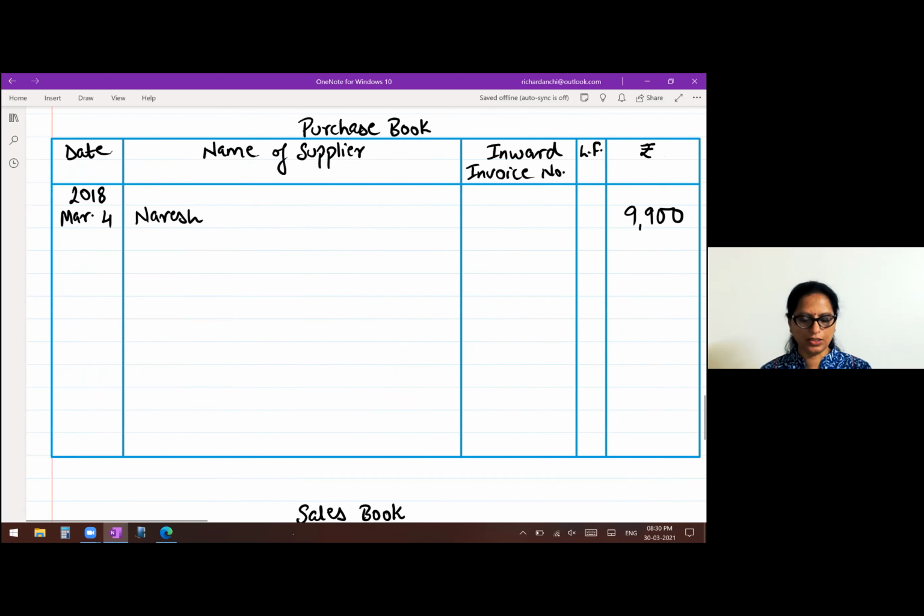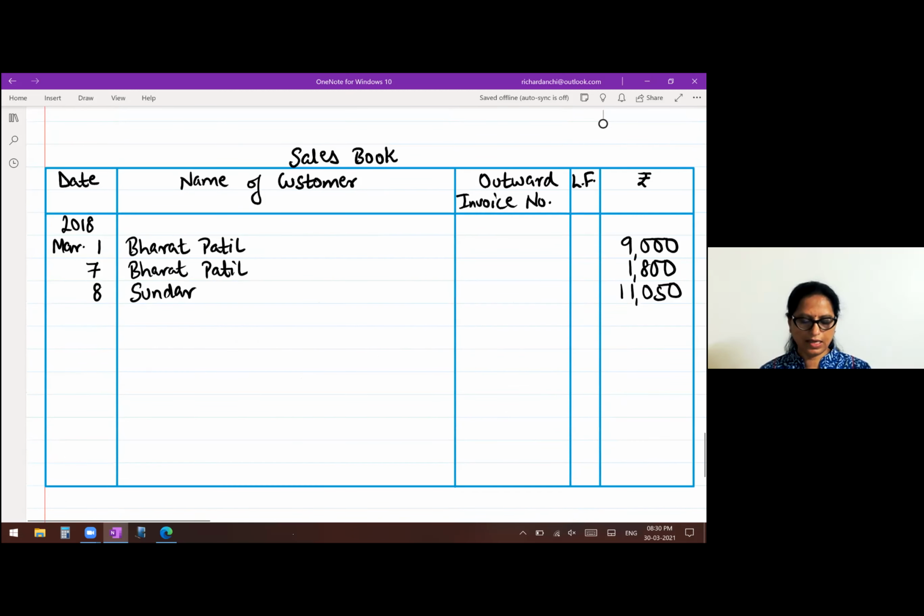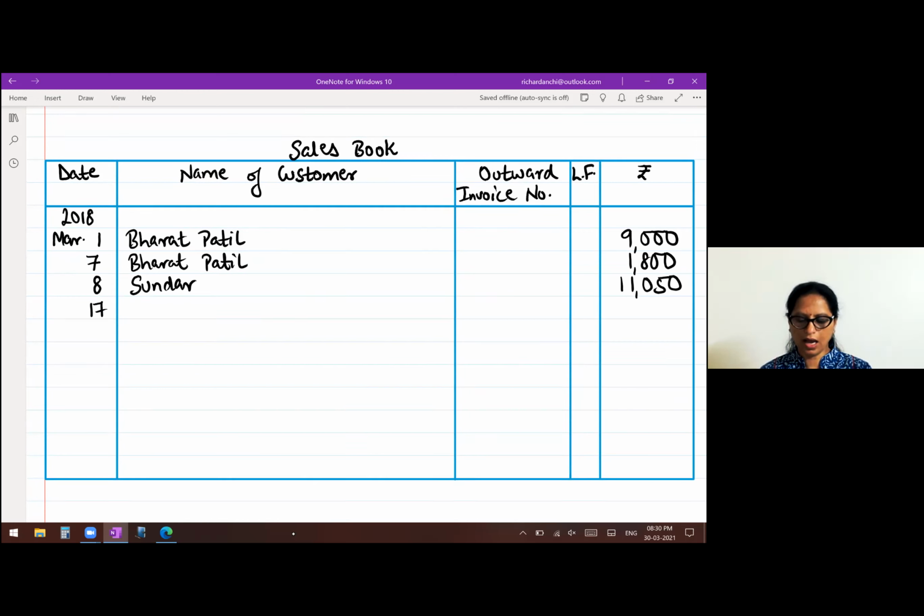First is purchase. So write in the purchase book 17. Name is Naresh. And you had purchased for 14,000. Okay. And the same was sold to Kamesh for 16,000. Sold, so sales book, date is 17. Write Kamesh, write 16,000.